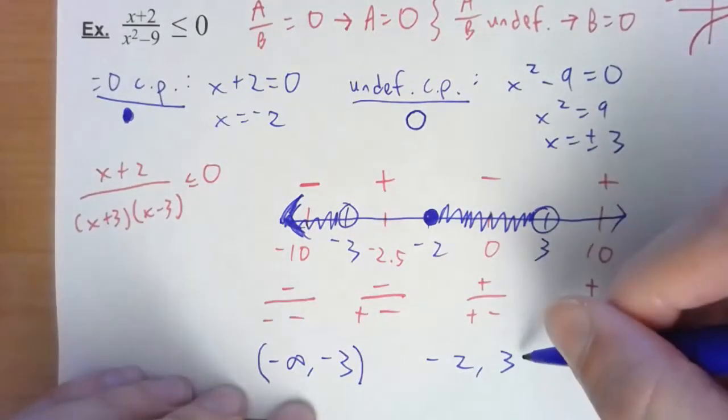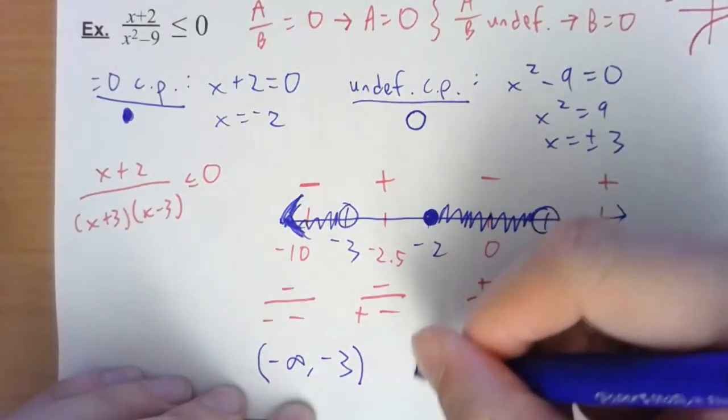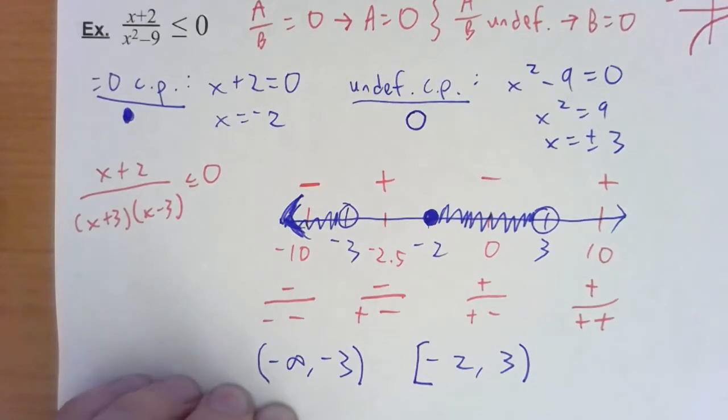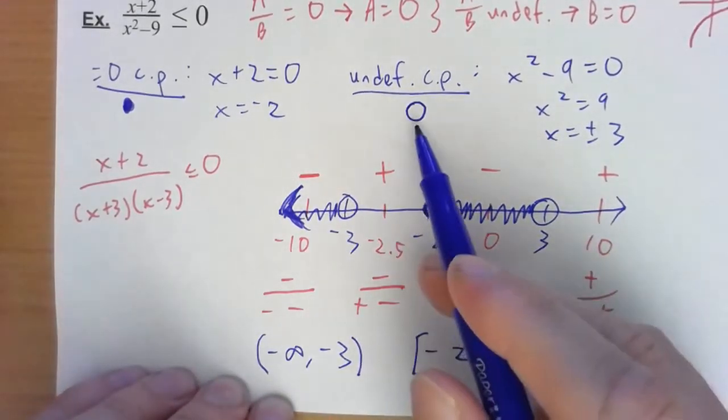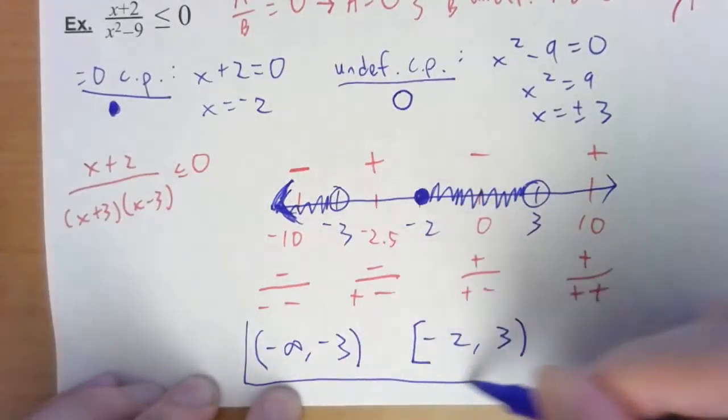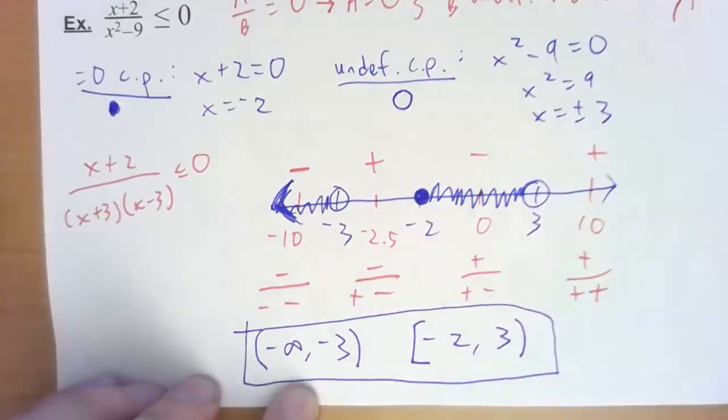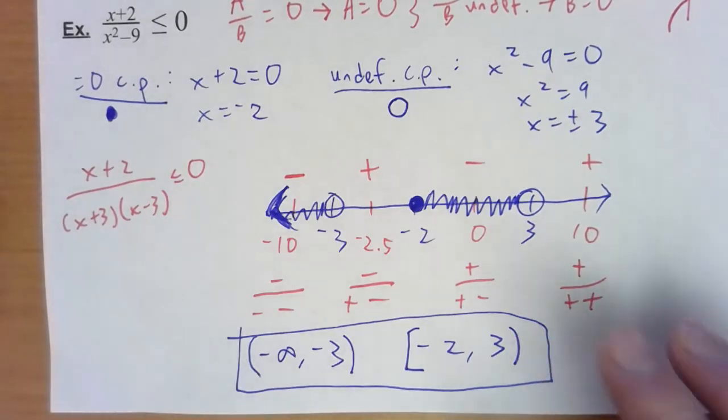So this is a parenthesis, and that's a parenthesis, and only that one is a bracket. So watch out for that. Those undefined critical points have to always be open circles. And there's our answer. All right, so that's that one.